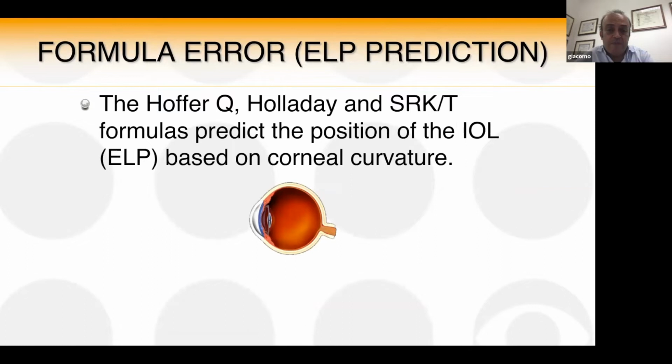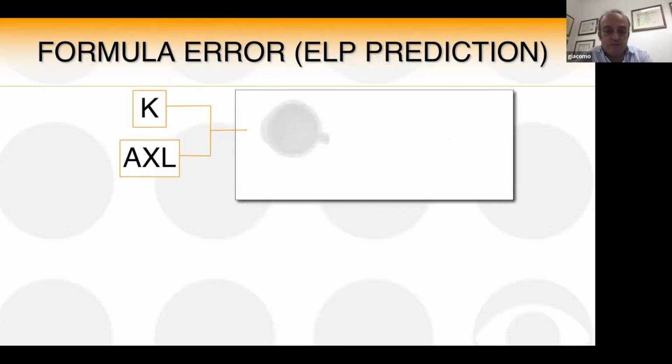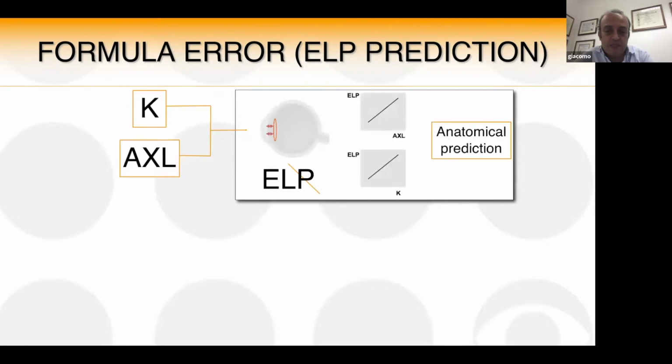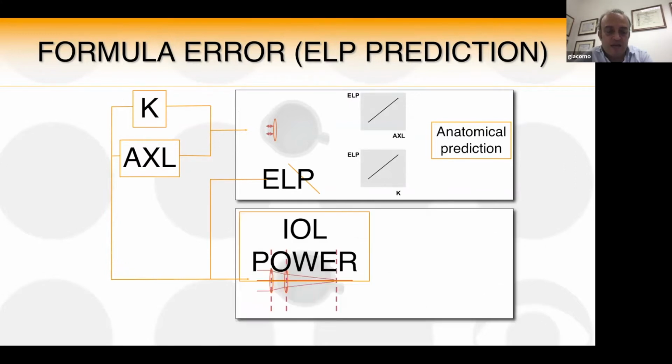Third error happens when you use the Hoffer Q, Holladay, and SRK/T formulas to predict the position of the IOL, because these older formulas, but also some newer, predict the position of the lens based on the corneal curvature. But if you change the corneal curvature with excimer laser, you will get wrong predictions, because you use K and axial length to predict the position of the lens inside the eye, which is a kind of anatomical prediction. Then you use the predicted position of the lens, keratometry, and axial length to get the IOL power, which is an optical prediction.